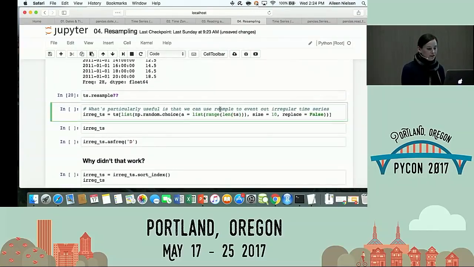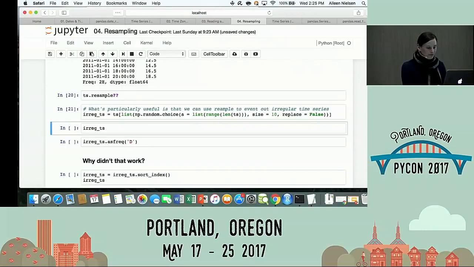And what's particularly useful is that we can resample to even out irregular time series, right? So if for some reason you have some time series that wasn't sampled on the hour, maybe you had 1 a.m., and then you had 3:15, and then you had 7:27, but you would actually like to present it in a more regular format, you can also do that.